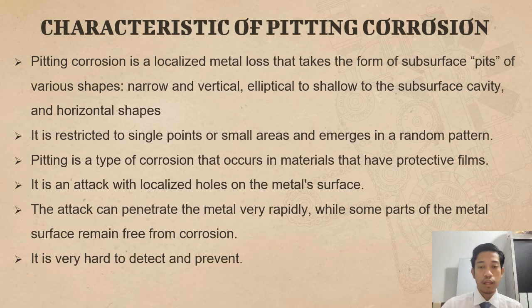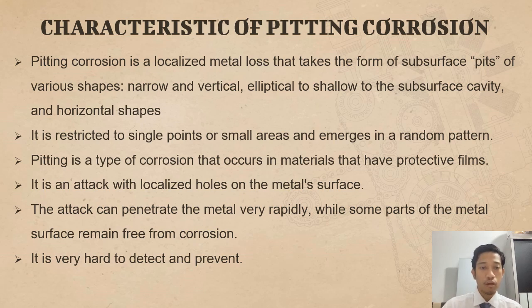Next, I will present about the characteristics of pitting corrosion. Pitting corrosion is a localized metal loss that takes the form of subsurface pits of various shapes, narrow and vertical, elliptical to shallow, to the subsurface cavity, and horizontal shapes. It is restricted to single points or small areas and emerges in a random pattern.